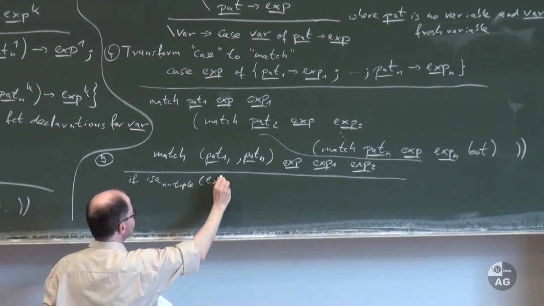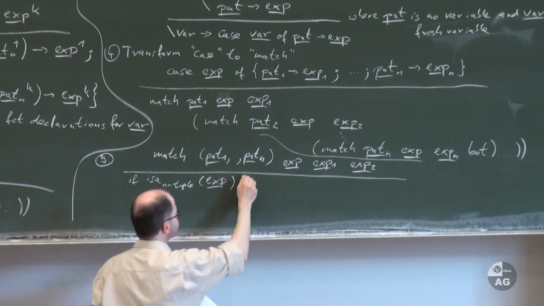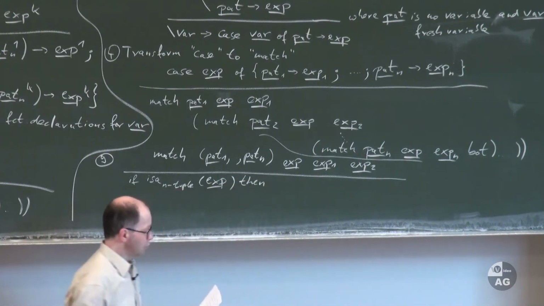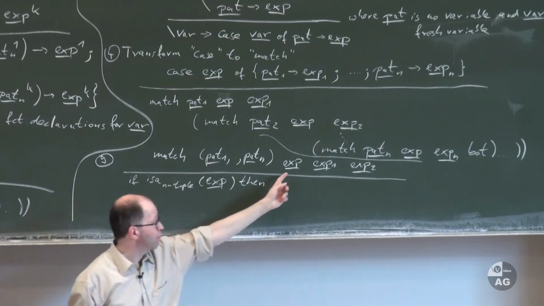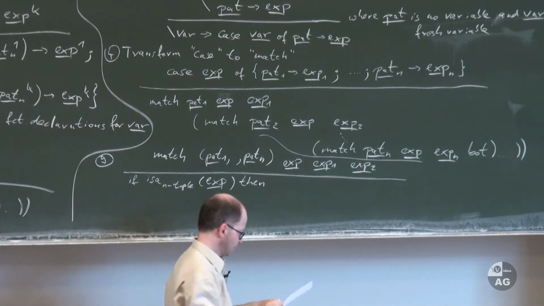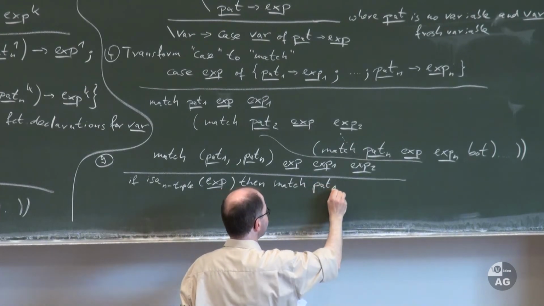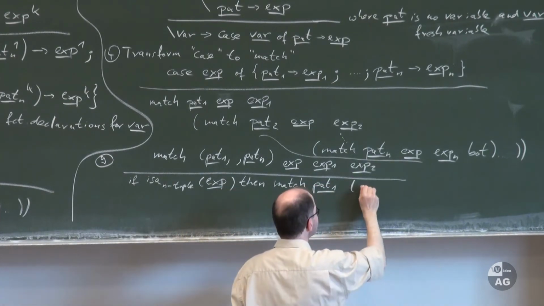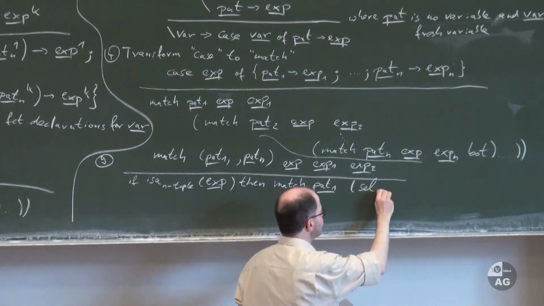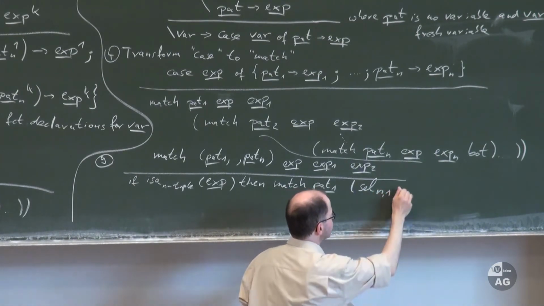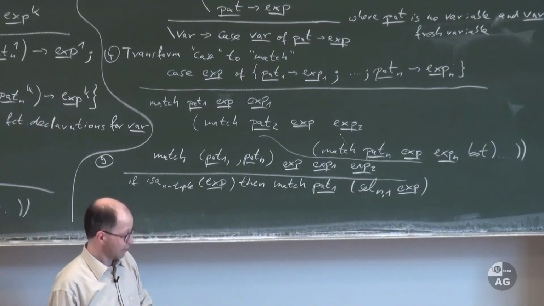So if this is really a tuple of n components, then we do matching component-wise. So we match pattern 1 against the first component of this tuple. And how do I get it? I get it by this selection function. I take this n-tuple and I select the first component. So sel_n^1 exp gives me the first component here.